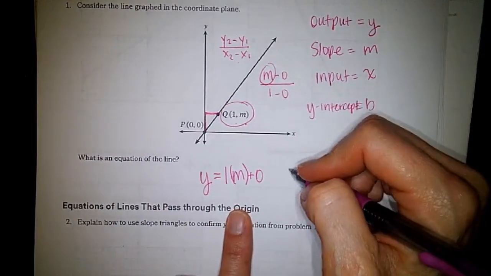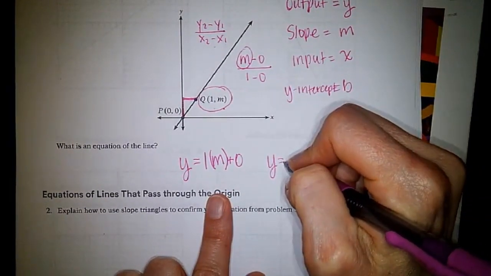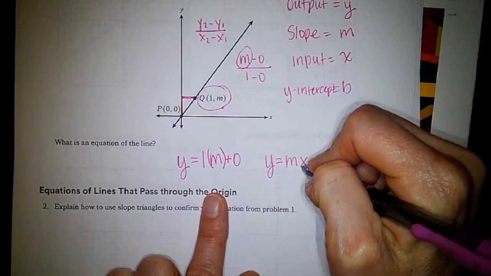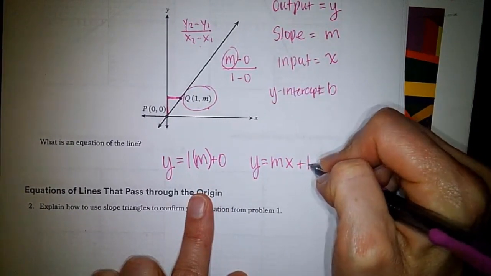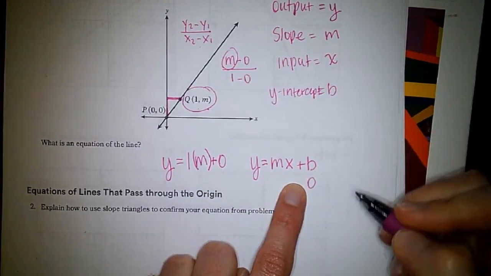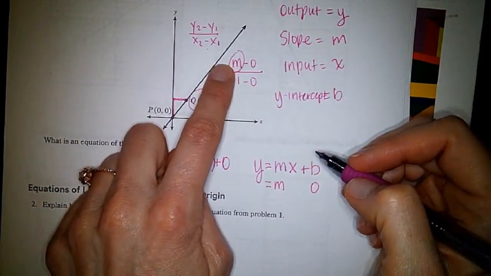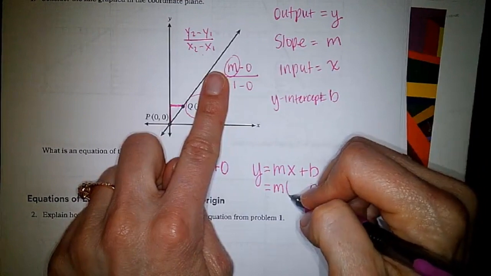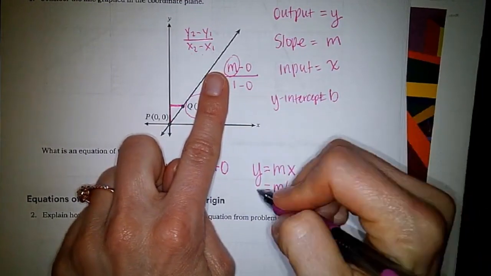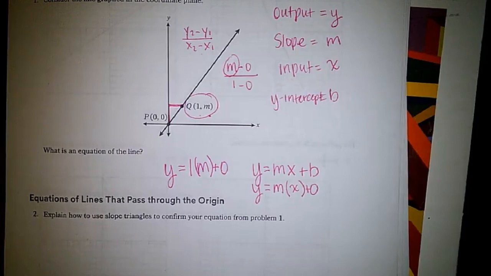So ready? The equation of a line is like this. y equals m times the value of x plus the y-intercept. In our case, our y-intercept is 0. We can take our slope, which is m, and multiply it times any x value, and it's going to give us our y value. Are we okay with that? Any questions at the moment?